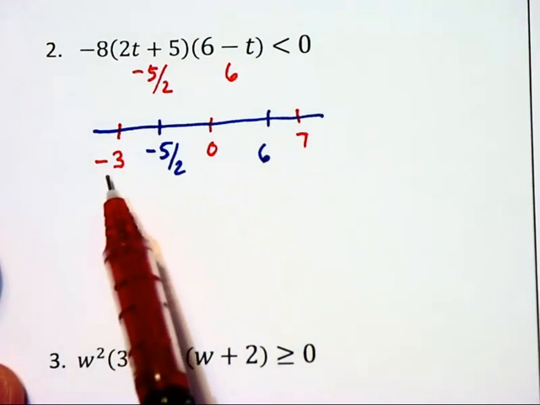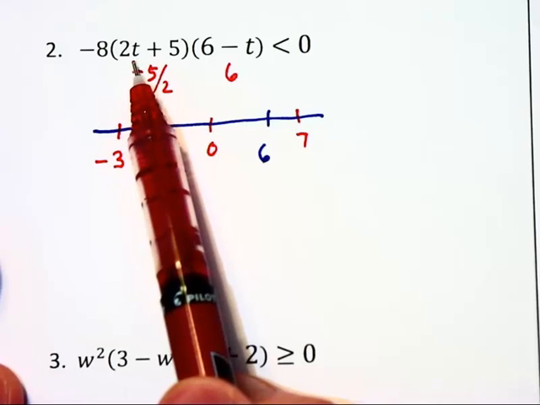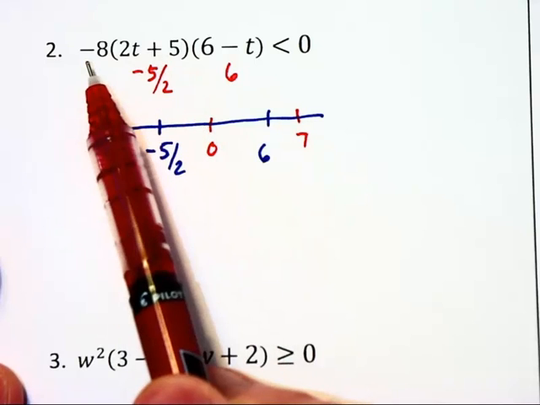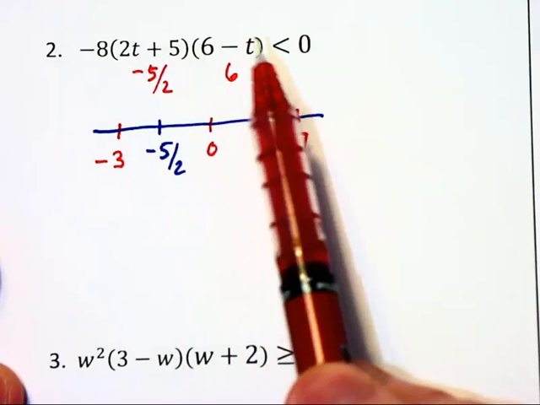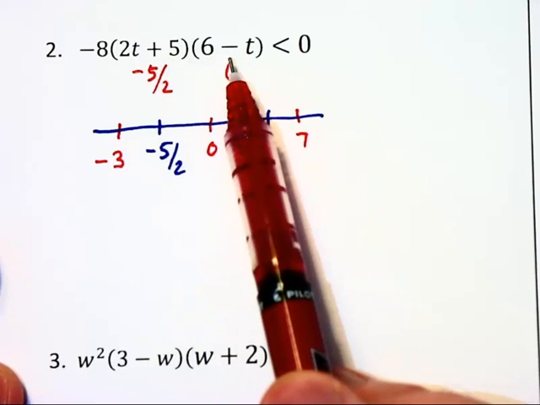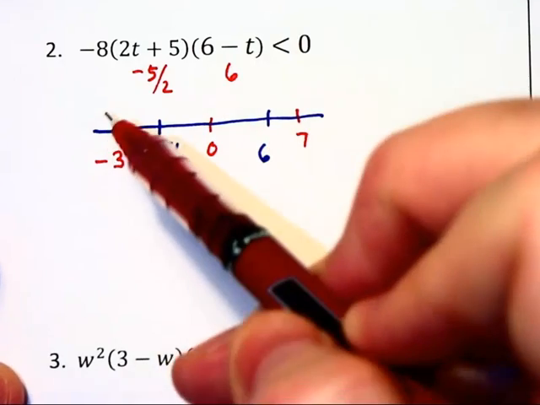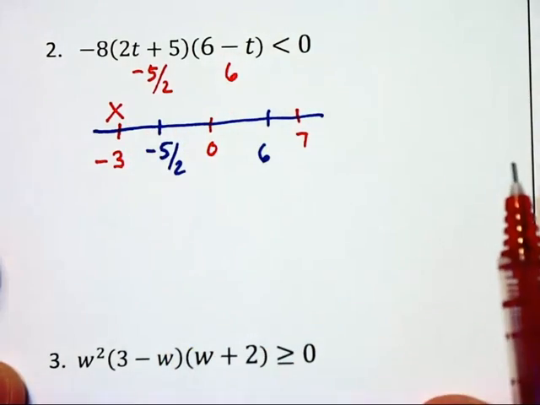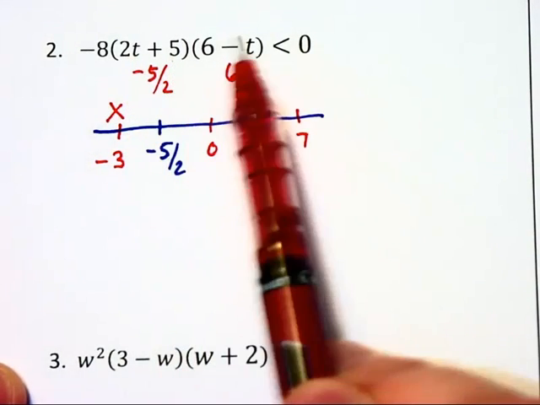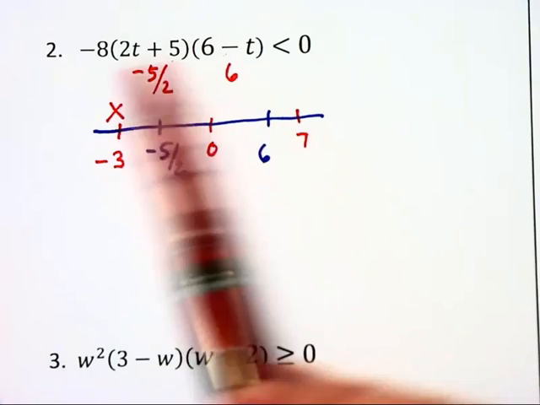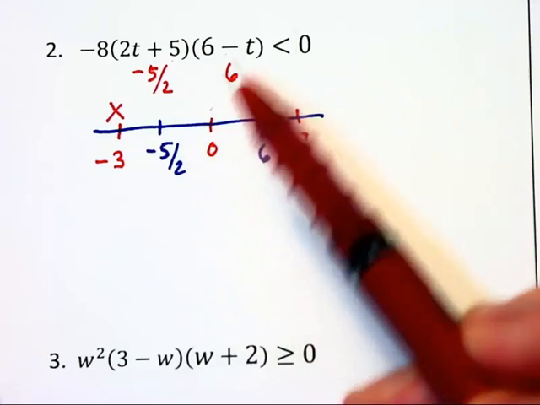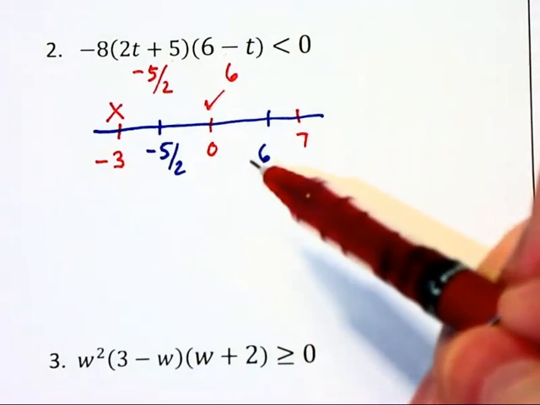Let's try -3. -3 substituted into the first parentheses gives me -6 plus 5. That will be a -1 times the negative out front makes a positive. And -3 over here, 6 minus a -3, that becomes 6 plus 3. So I have positive times positive, which is not less than 0. So -3 will not be in the solution region. When I substitute 0 in, I get 5 in the first parentheses and 6 in the next parentheses, which is 30. Multiplied by the -8 makes a negative number, which is less than 0. So 0 is in my solution region.